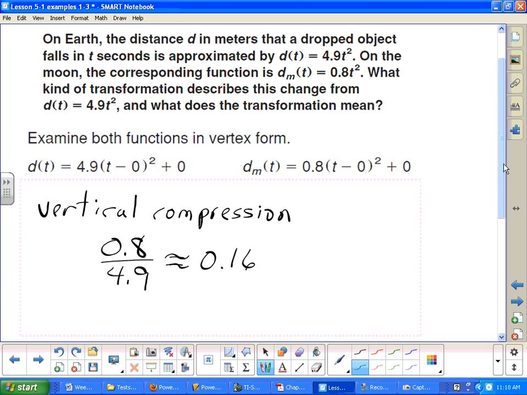Objects fall the same. Well, it says the distance in meters that a dropped object falls is 4.9 t squared on Earth and 0.8 t squared on the moon. So does that mean the object's going to fall faster or slower? Okay. So this vertical compression of 0.16 means that objects, what does that transformation mean? It means the objects on the moon are going to fall 0.16 of the distance that objects on the Earth are going to fall. Okay? So on the moon, they're going to fall at a slower rate.